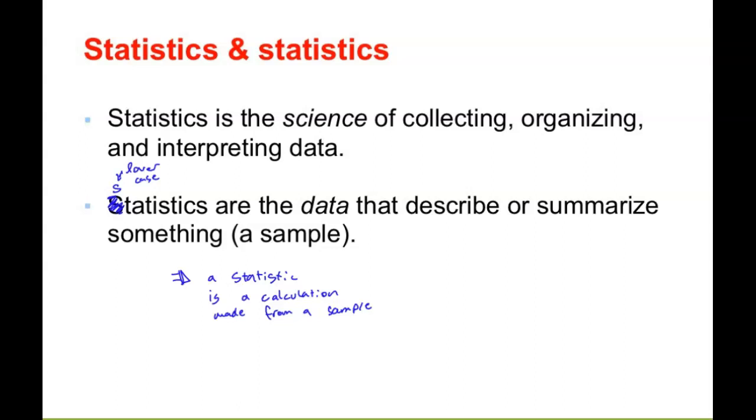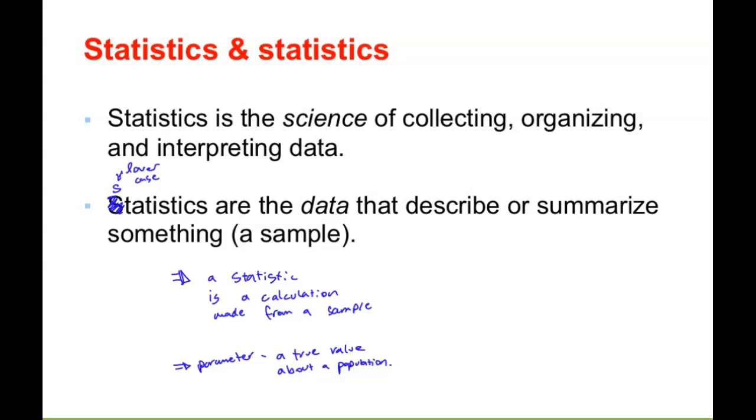Now, and we're going to get to this, but just to give you a heads up, that differs from a parameter, which is a true value about a population. So we basically use statistics to estimate parameters. Does that make sense? So easy alliteration. Statistic comes from a sample. Parameter comes from a population.